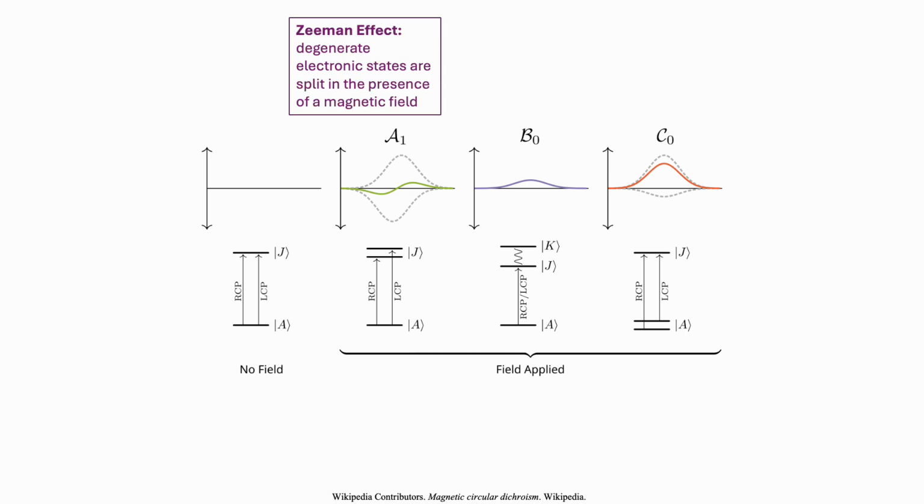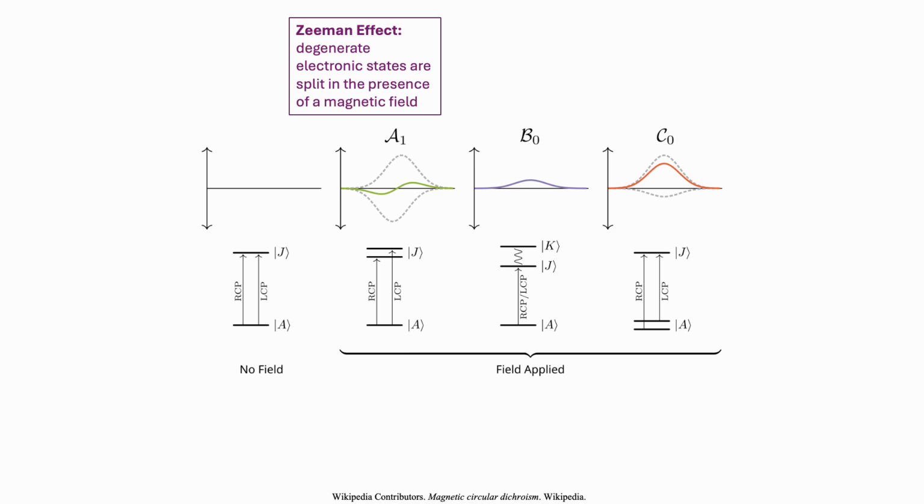So our first Faraday term, the A term, is caused by the Zeeman effect, which means that degenerate electronic states are split in the presence of a magnetic field. So this is telling us that previously these excited states J were degenerate, and now they're being split into J1 and J2. And we can look at the difference between our ground state to the first excited state versus to the next excited state there.